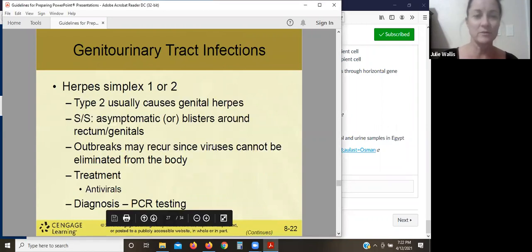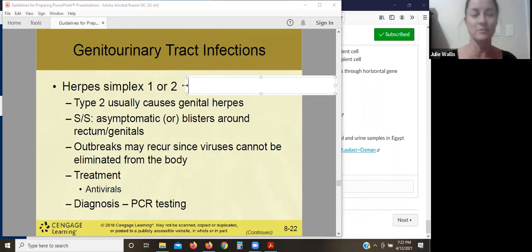Okay, herpes simplex 1 or 2. This is a viral infection. The three main bacterial STIs are chlamydia, gonorrhea, and syphilis, which I just noticed isn't in there. And then your main viral ones are going to be herpes simplex, HIV, human papillomavirus, and the hepatitis viruses that are sexually transmitted. Trying to think if I'm missing any.